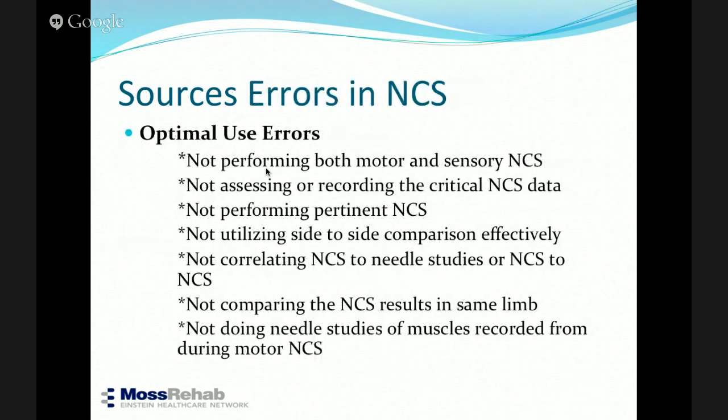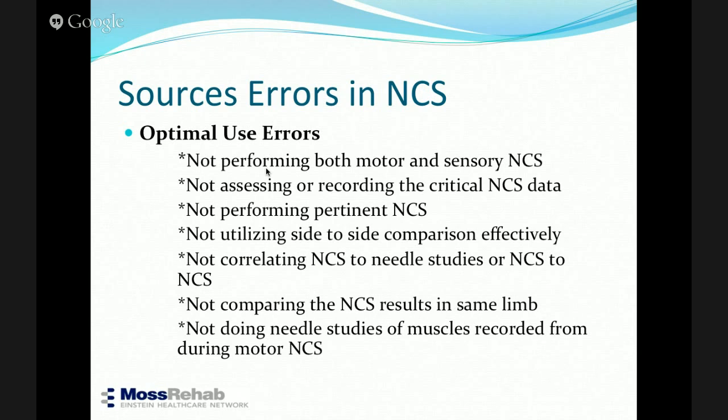Optimal use errors. Not performing both motor and sensory conduction studies, because sensory conduction studies will give you a bunch of information which is not provided by the motor, or not assessing or recording critical NCS data, such as amplitude. A lot of people, if you look at the EMG reports, you'll see so many kinds of errors in terms of doing appropriate conduction studies, and they interpret based on these errors. It's terrible.